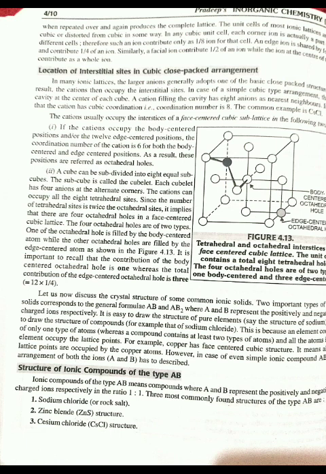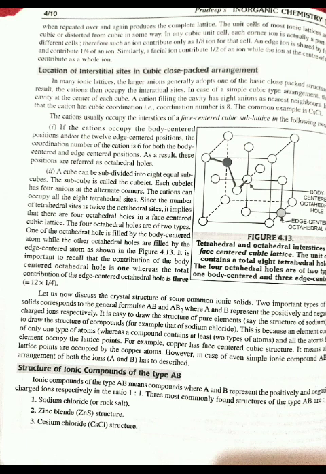Since the number of tetrahedral sites is twice the number of octahedral sites, it implies that there are 4 octahedral holes in a face-centered cubic lattice. The 4 octahedral holes are of two types. One octahedral hole is filled by the body-centered atom, while the other octahedral holes are filled by the edge-centered atoms, as shown in figure 4.13. It is important to recall that the contribution of the body-centered octahedral hole is 1, whereas the total contribution of the edge-centered octahedral holes is 3, equal to 12 into 1/4.